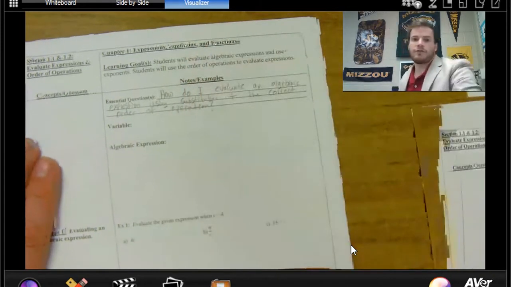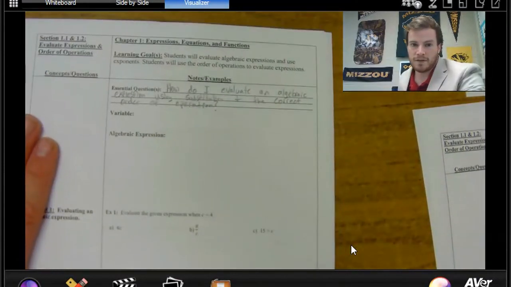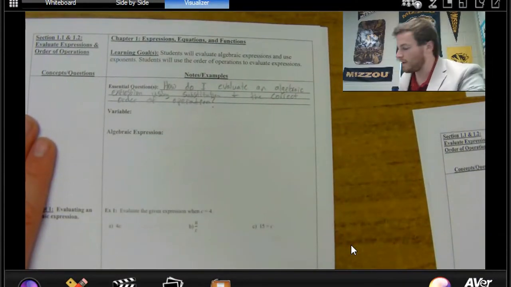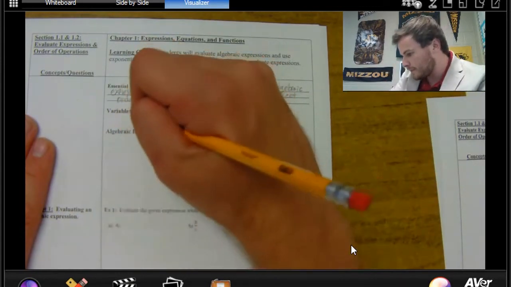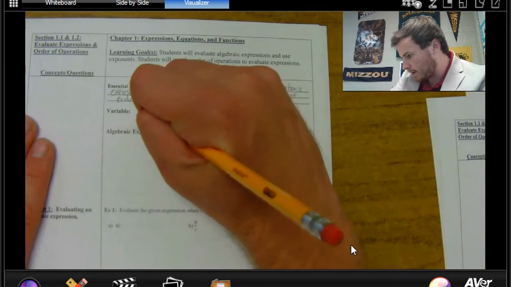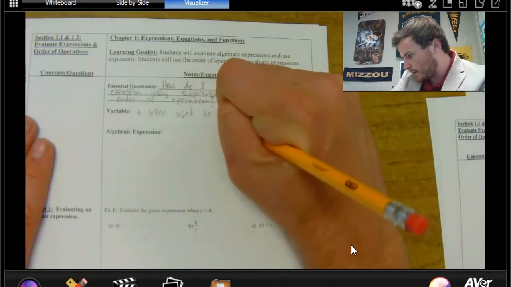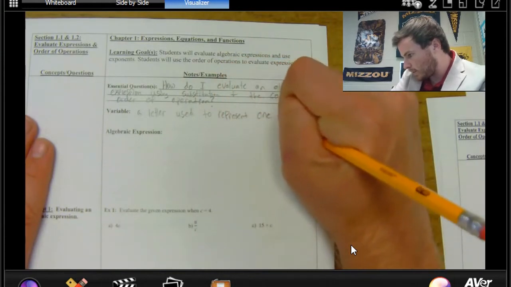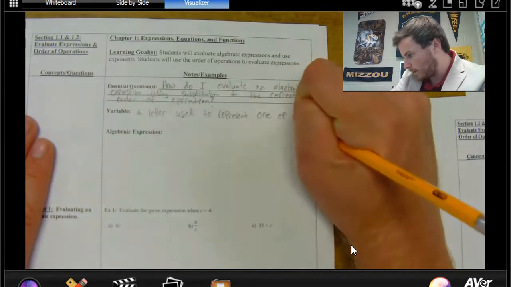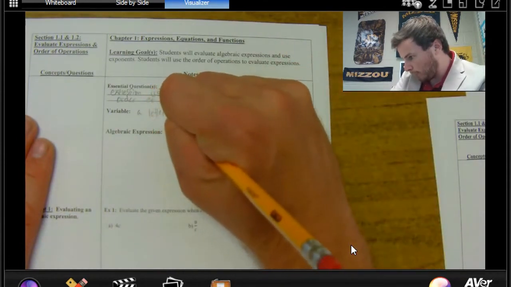Okay, our first definition that we need to do is variable. A variable is simply a letter used to represent one or more numbers.